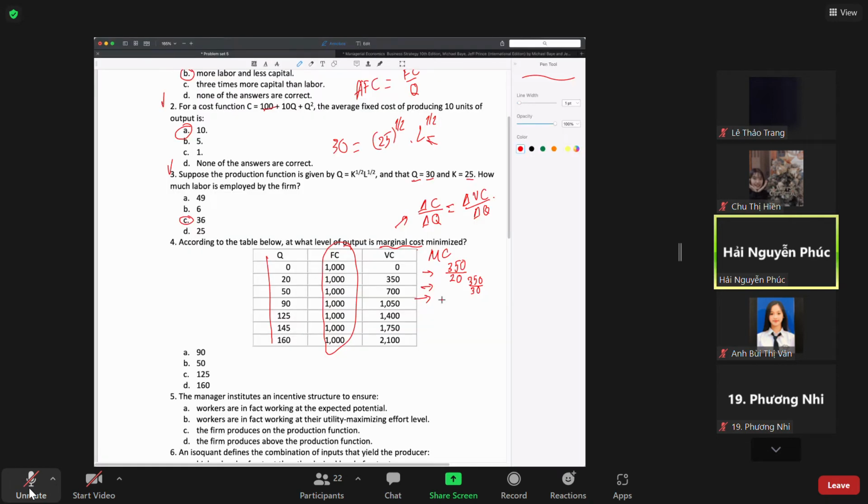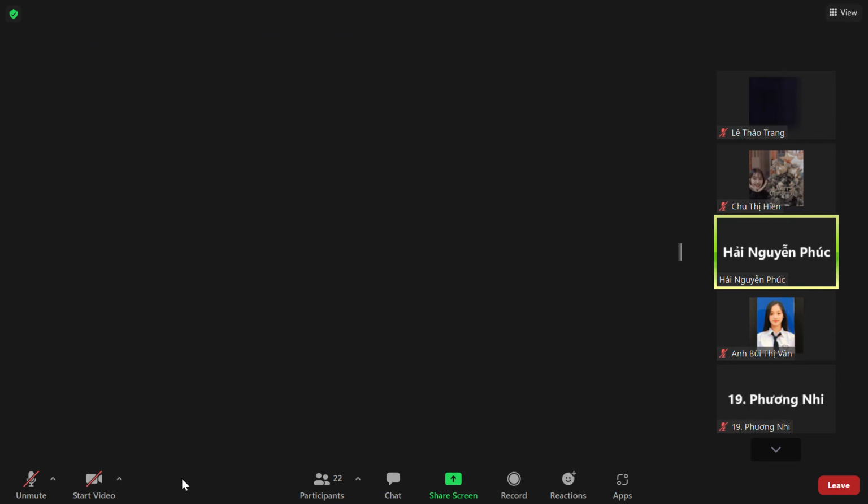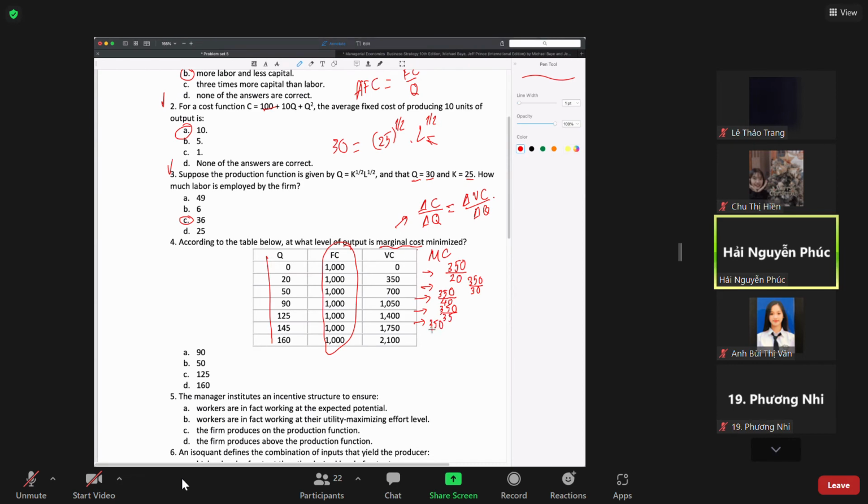Well, let me do it. Let me further compute. Here we have 350 divided by 40, right? 350 divided by 35. 350 divided by 20. Then here we have 350 divided by 15. Okay. So what?